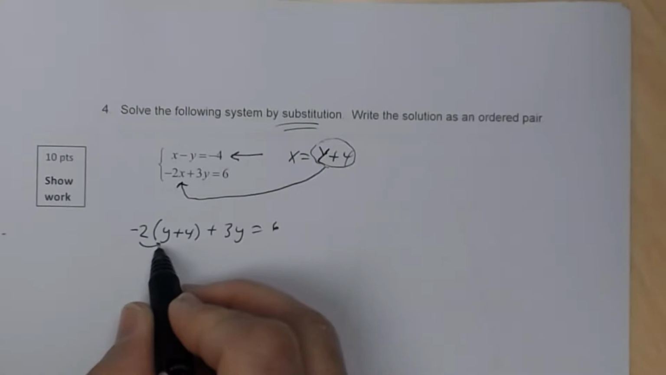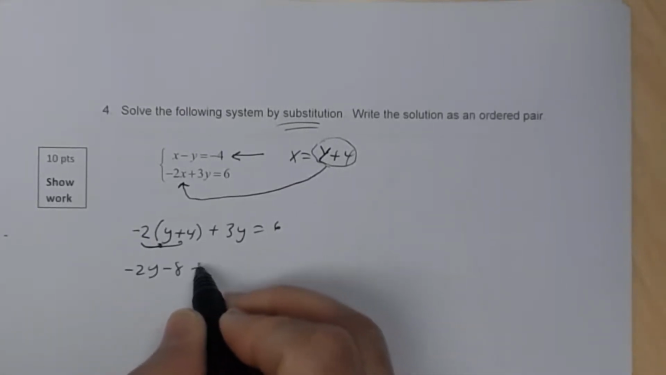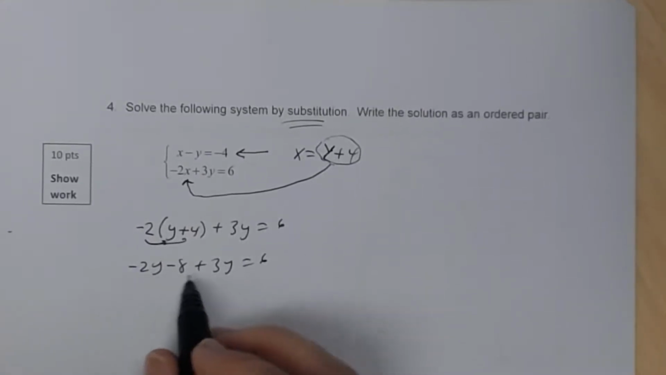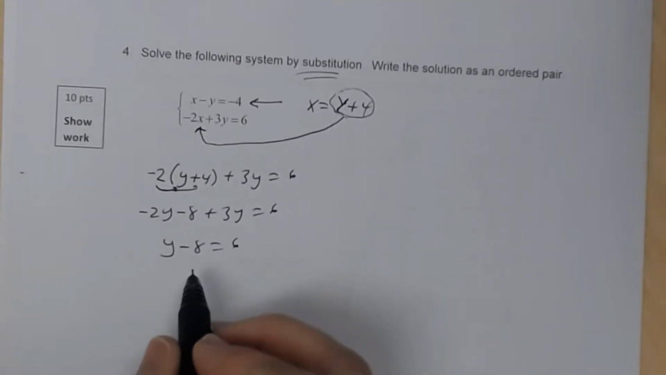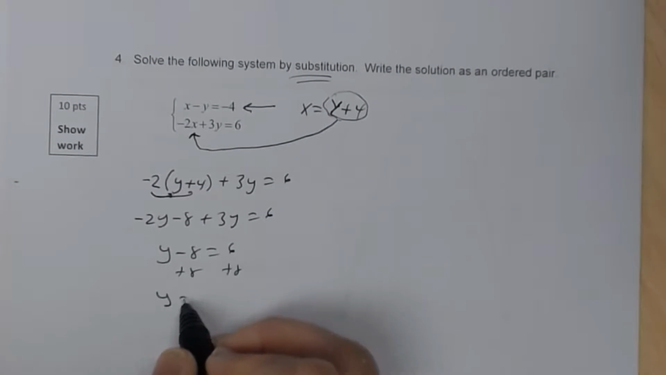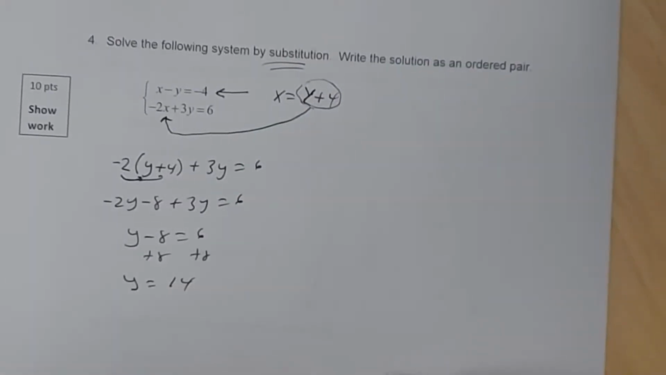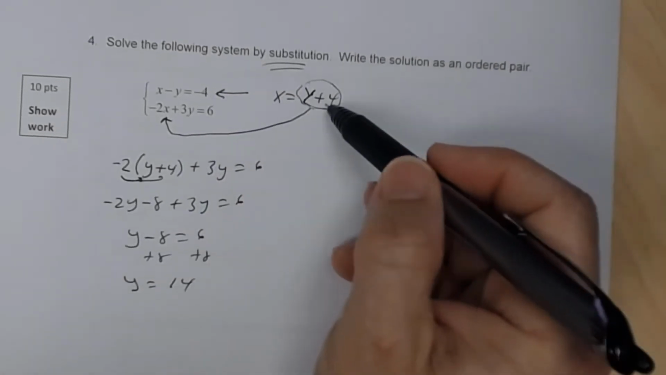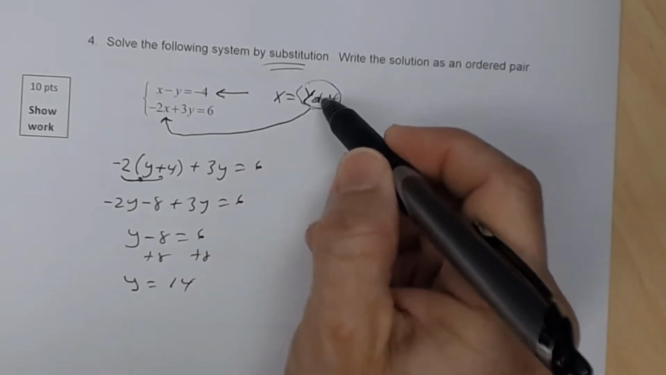And then if I distribute, I get -2y minus 8 plus 3y equals 6. Combine like terms, -2y and 3y is y, so I get y minus 8 equals 6. And then add 8 to both sides. I now found my y value. So my y value is 14. Make sure, oops, I'm sorry. So see what I had, y plus 4? See, that's a -4, so that's y minus 4, excuse me.